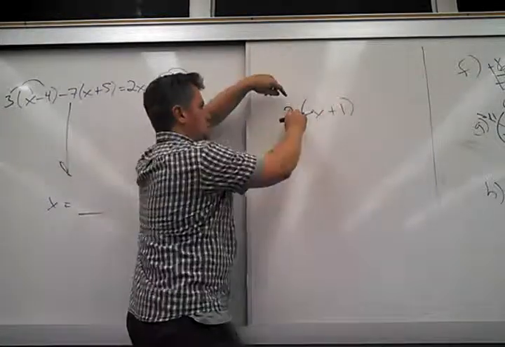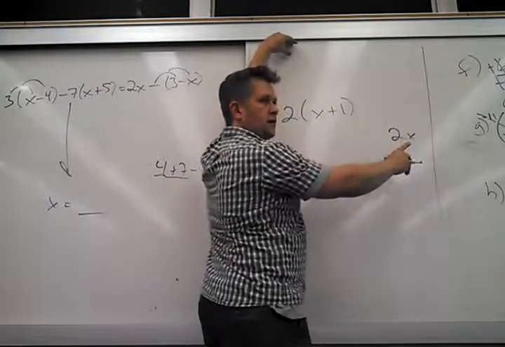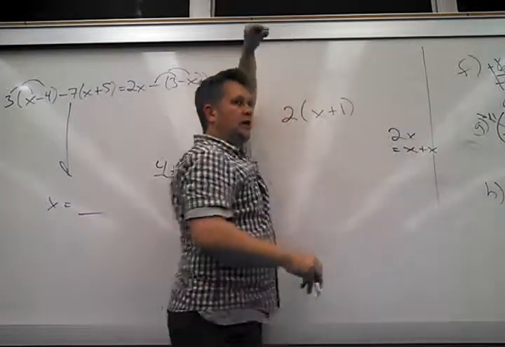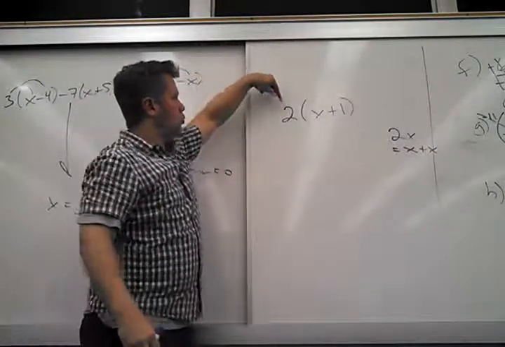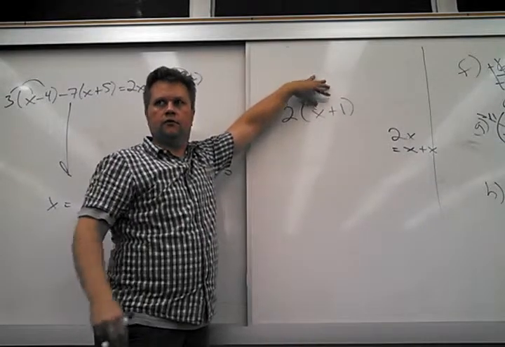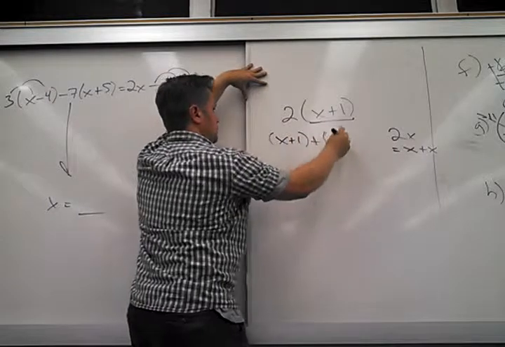But what does 2 something mean? What does 2x really mean? Don't say 2 times x. 2x is doing what? That's x plus x. Twice something is that thing added to itself. So if I have 2 of these, that's x plus 1 plus x plus 1.